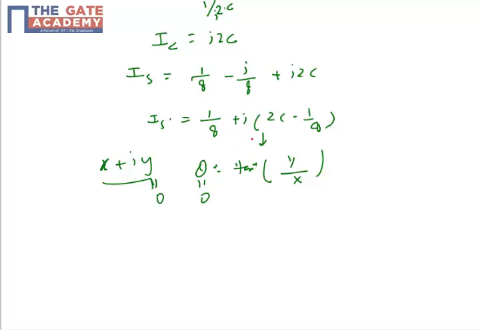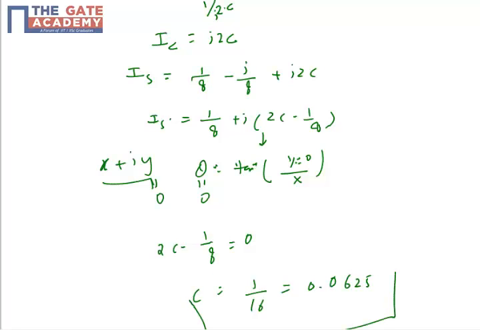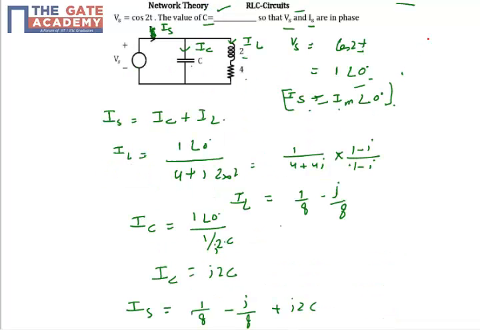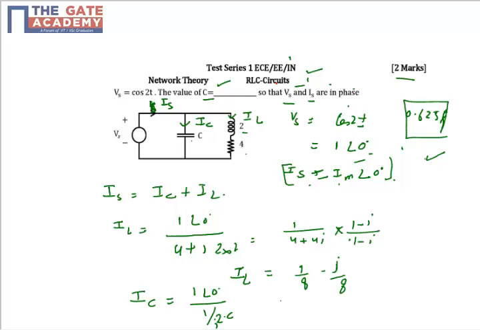If you want theta 0, equate y to 0, because tan 0 is 0, so tan inverse 0 will be 0. Okay, so I want 2c minus 1 by 8 to be 0, so my c will become 1 by 16, which is 0.0625 farad. So the value of capacitor must be 0.0625 farad. Okay, so it's a very simple problem of resonance in AC analysis. Okay, thank you.